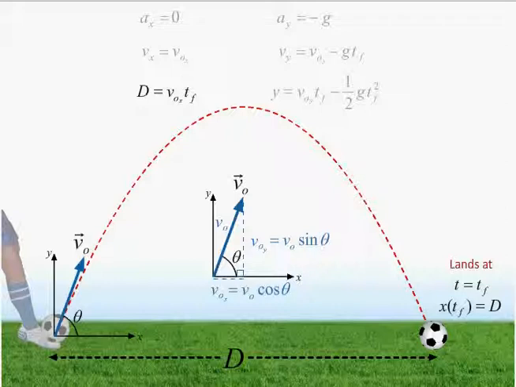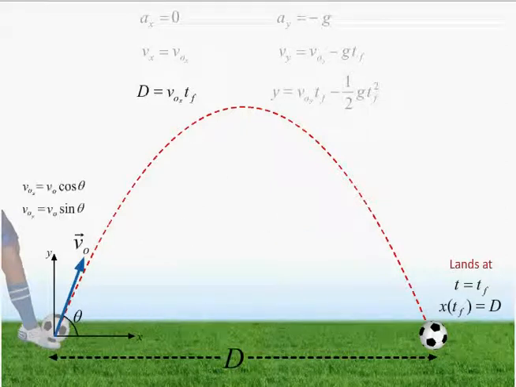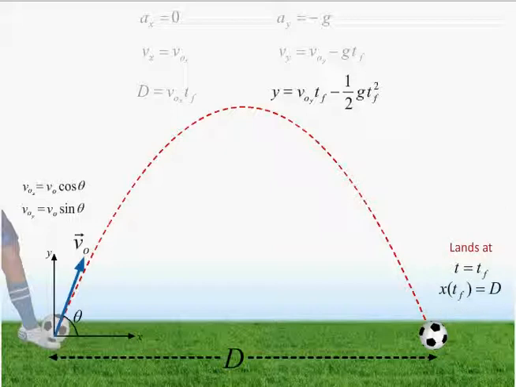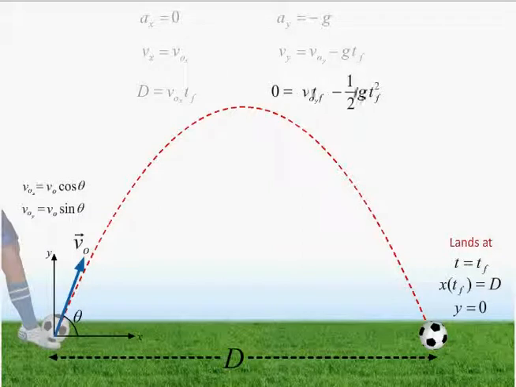Since both v naught and theta are given in the problem statement, we now know both v naught x and v naught y. The only remaining task is to determine t sub f, the time the ball stays in the air. Since we have an equation for y as a function of t, we can just solve this equation for the times at which y is equal to 0. Since this is a quadratic equation, we will find two solutions.